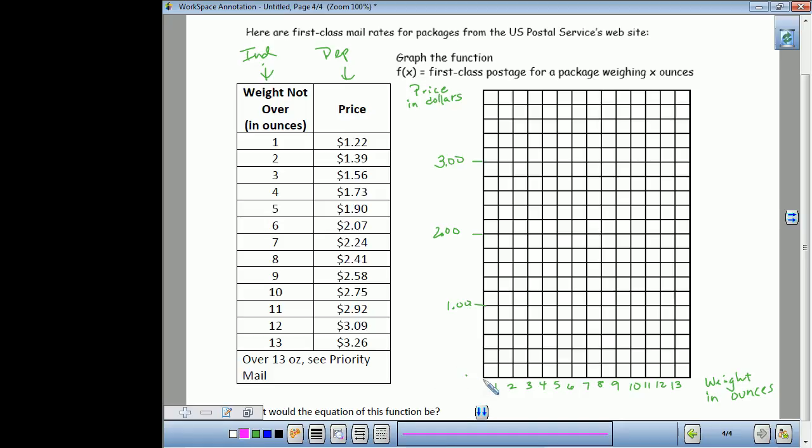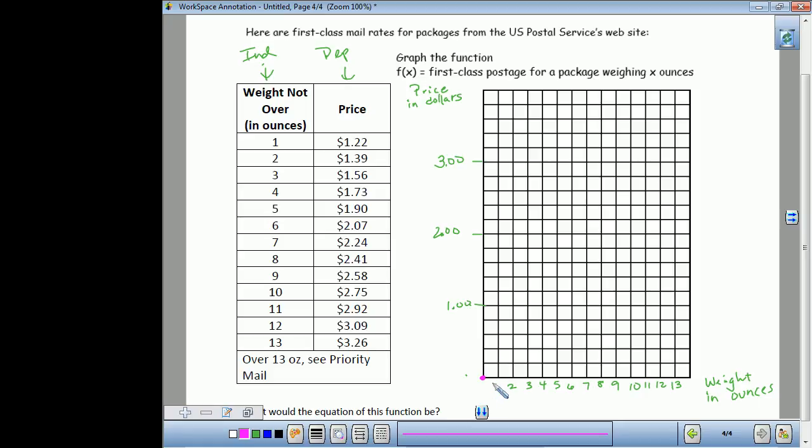Let me change that to pink. Because if we have nothing to mail, it won't cost us anything. So if it's weightless, we have nothing. So we have this little point right here, and if you didn't draw in that point, that's fine, because it doesn't really apply to mailing something. I wouldn't go in to mail nothing.